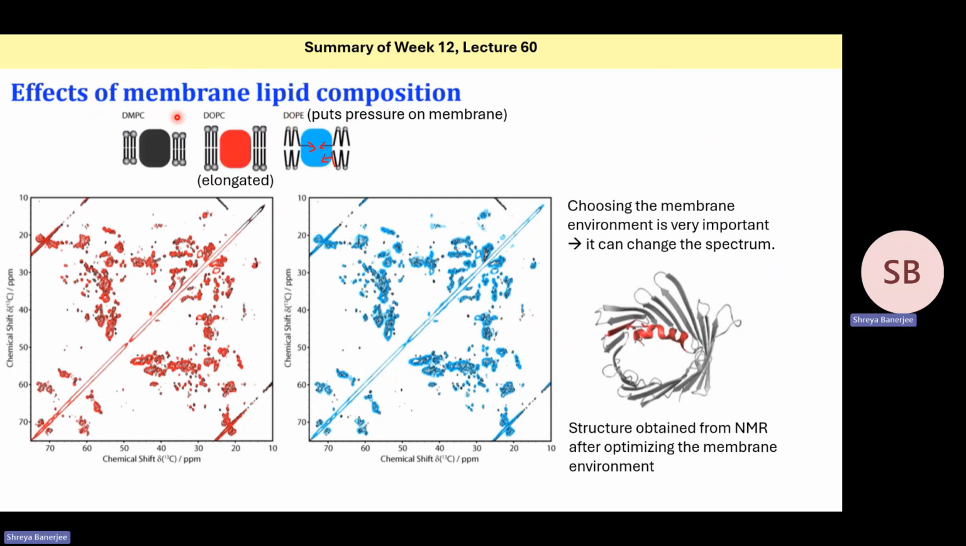So it was very important to optimize the membrane environment, because choosing which lipid or detergent you're using to simulate the membrane environment can change the spectra. But after that was done, the structure could be properly obtained, and it was seen to match very closely with the structure obtained from other methods. So even membrane proteins, which absolutely cannot be studied using solution state NMR, the structure has been very accurately determined by solid state NMR.